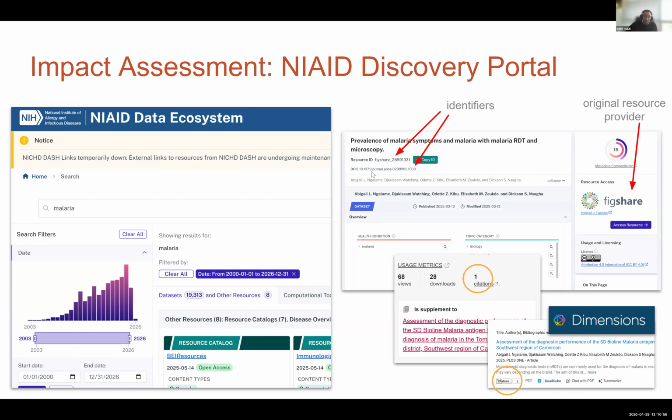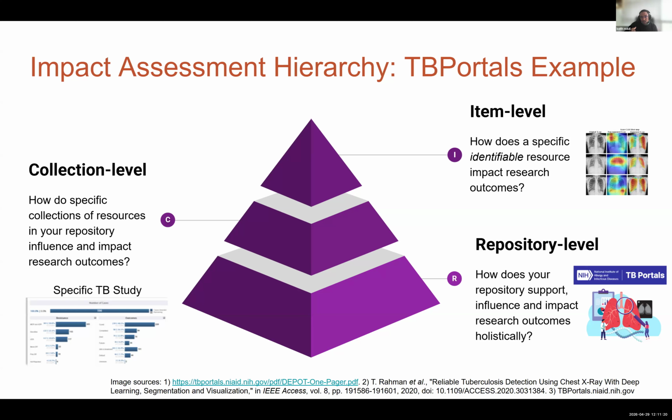So if we look at another example, when I mentioned earlier that we have item level, collection level, and repository level views on impact. At the item level, for example, we could say a single data source, which has an identifiable identifier.